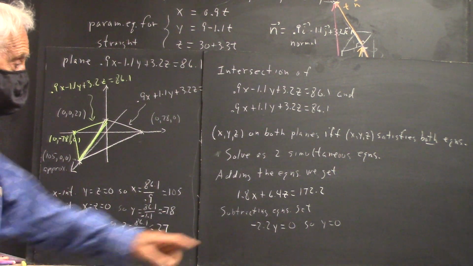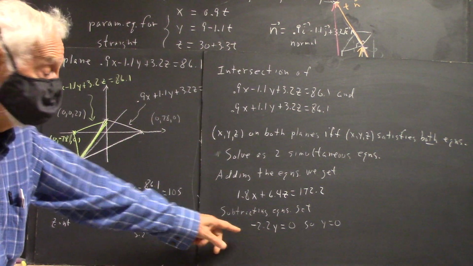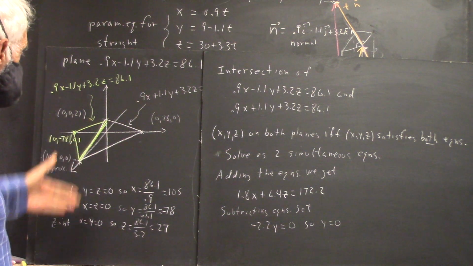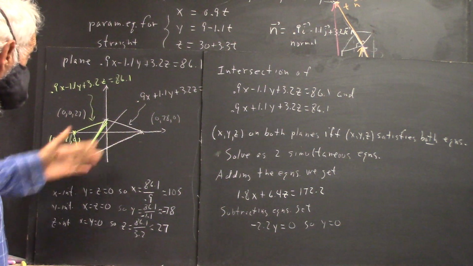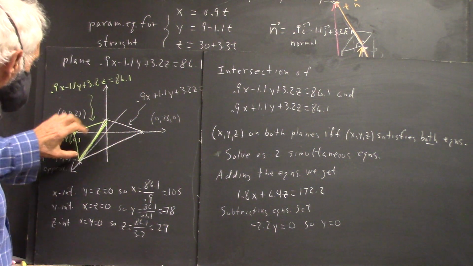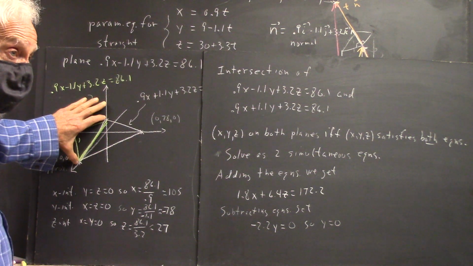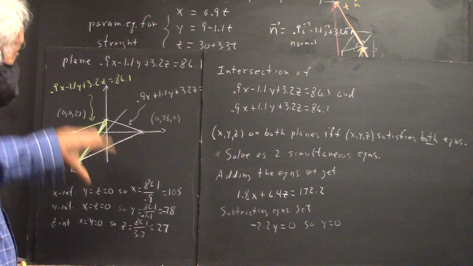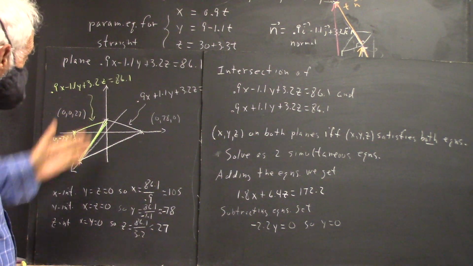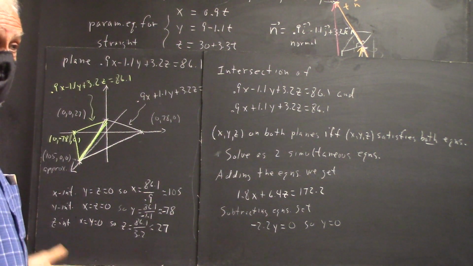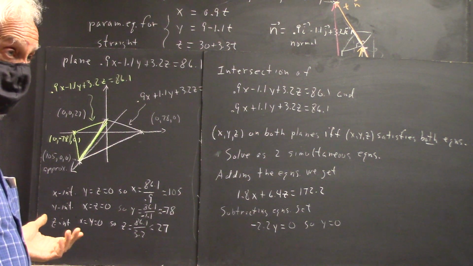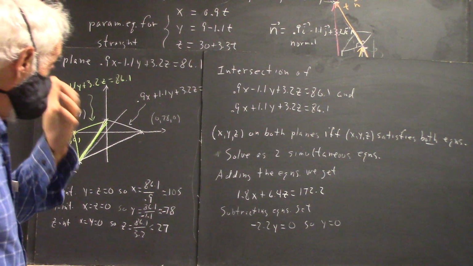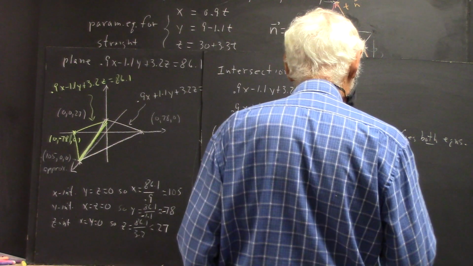Now, what does it mean for y to be 0? It means that we're in the xz plane. It means that y is 0, so we're in this plane. Well, is that intersection in the plane? It better be, right? I mean, the equations had better give us an intersection that's in the xz plane, because that's where the intersection clearly is. Okay?